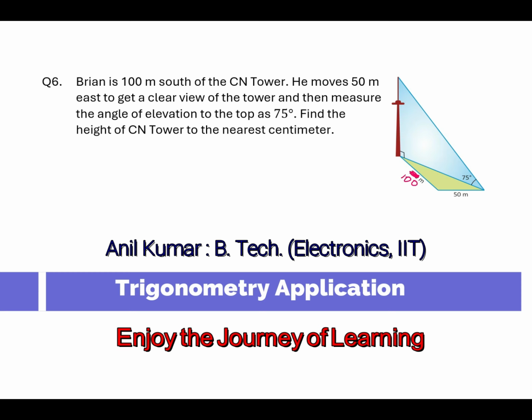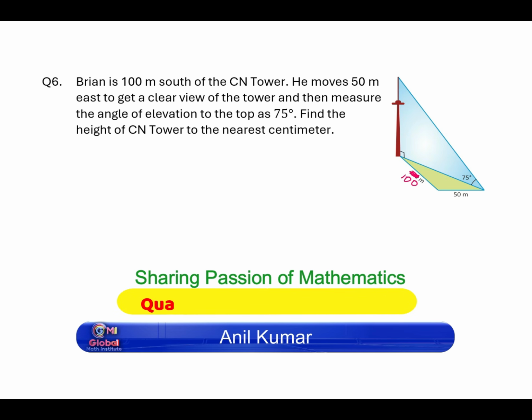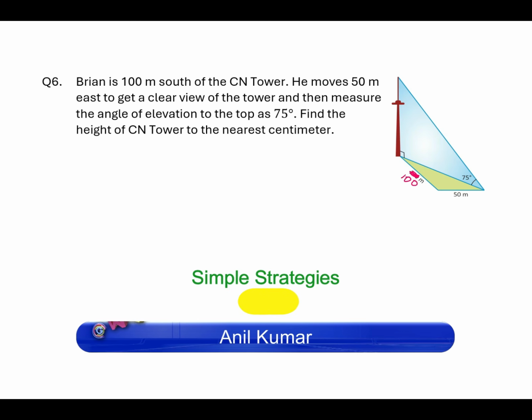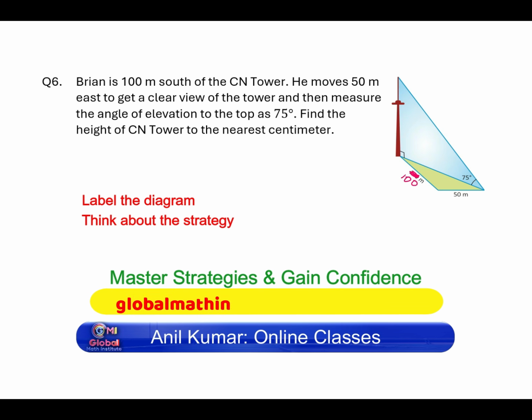Let us understand how we solve application questions. Question number 6 here is: Brian is 100 meters south of CN Tower. He moves 50 meters east to get a clear view of the tower and then measures the angle of elevation to the top as 75 degrees. Find the height of CN Tower to the nearest centimeter. A diagram is given to us. We need to label, understand, and then start solving the problem.